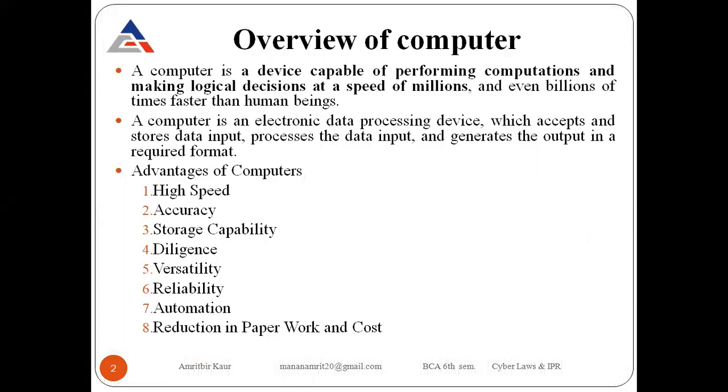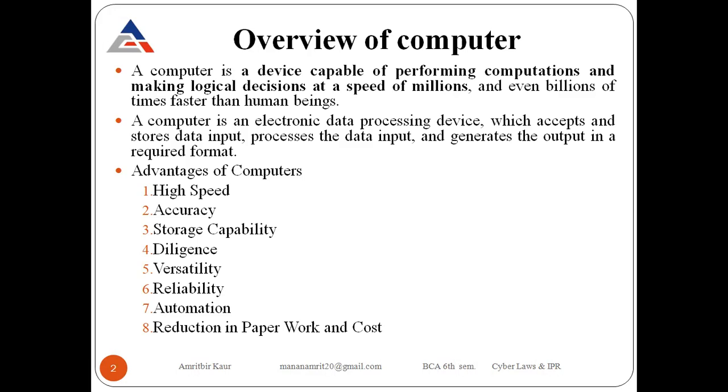A computer is a device capable of performing computations and making logical decisions at a speed of millions and even billions of times faster than human beings. So as we know, a computer can perform any task in just a few seconds. It's faster than humans as well as more robust. There is less chance of errors.